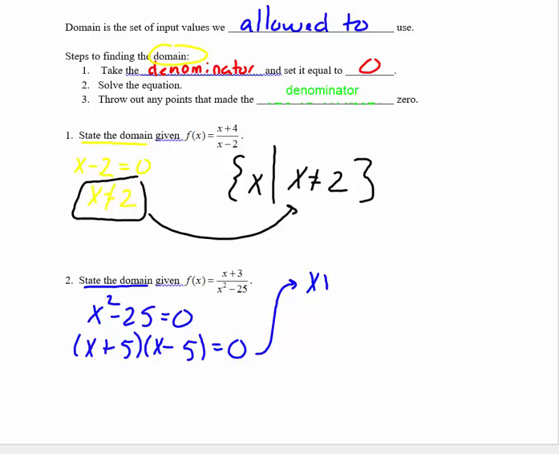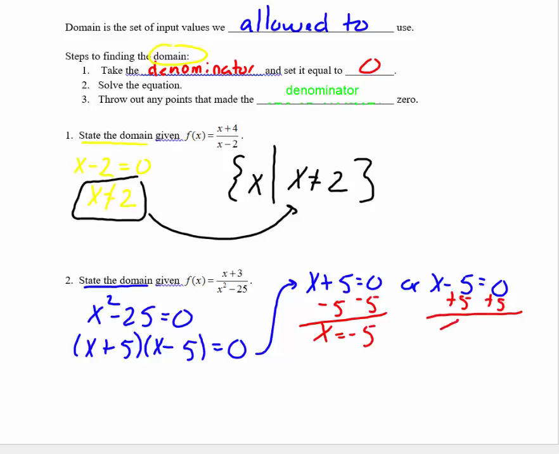So either x plus 5 would equal 0, or x minus 5 would equal 0, and we'll solve each resulting equation. Subtract the 5, and you get x equaling negative 5. Add the 5 in the other equation, and x would equal positive 5. So these are the two values I do not want. I do not want x to be negative 5 or positive 5. Why? Because that's what would give me a 0 in the denominator. So with set notation, it's a set of all x's such that x cannot equal negative 5 or 5. And yes, you could put plus or minus.